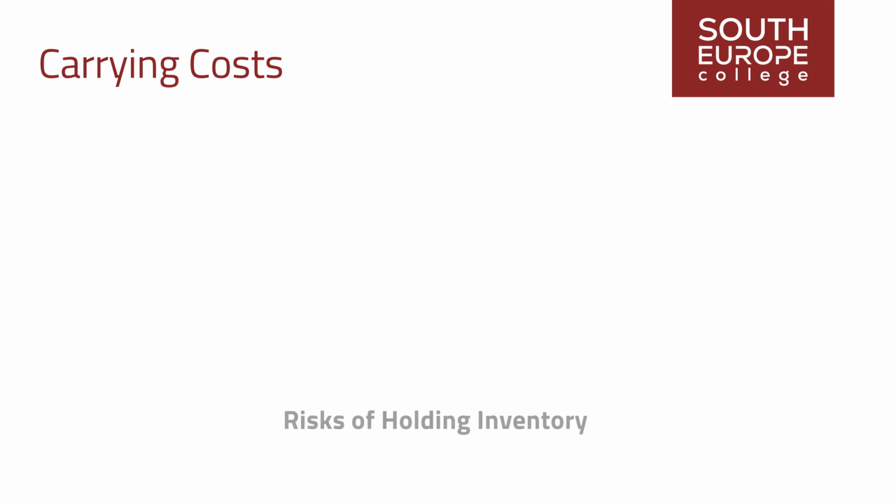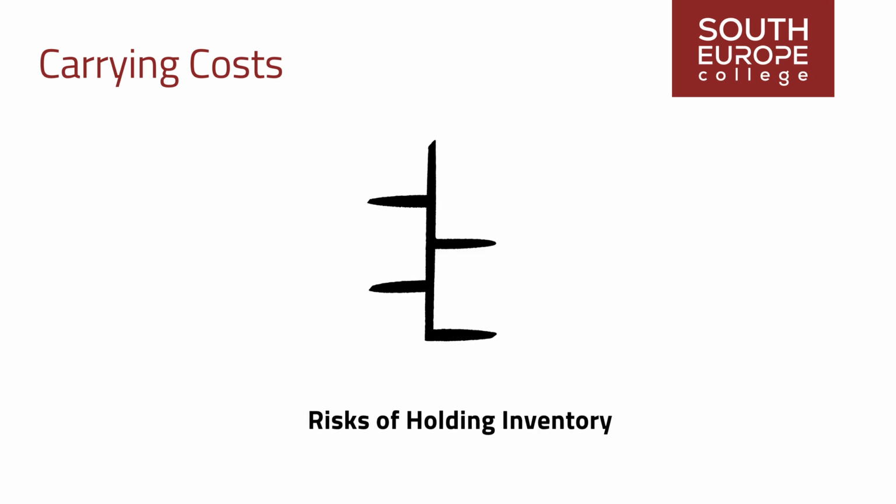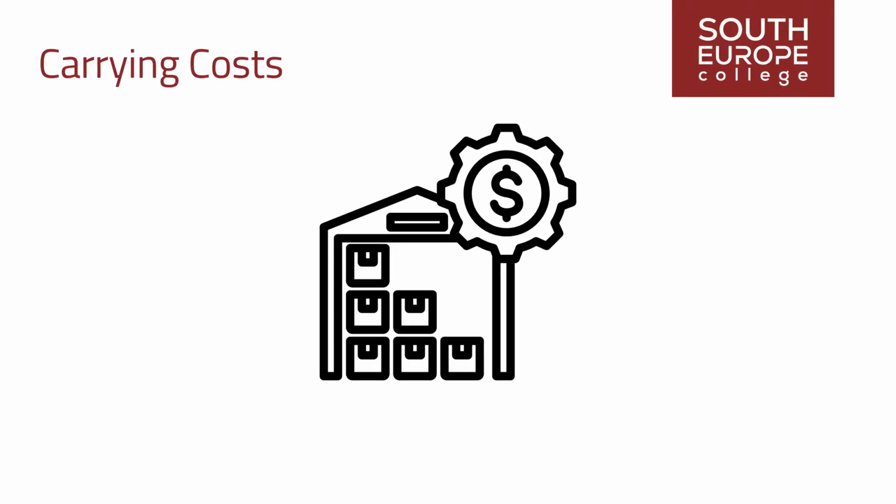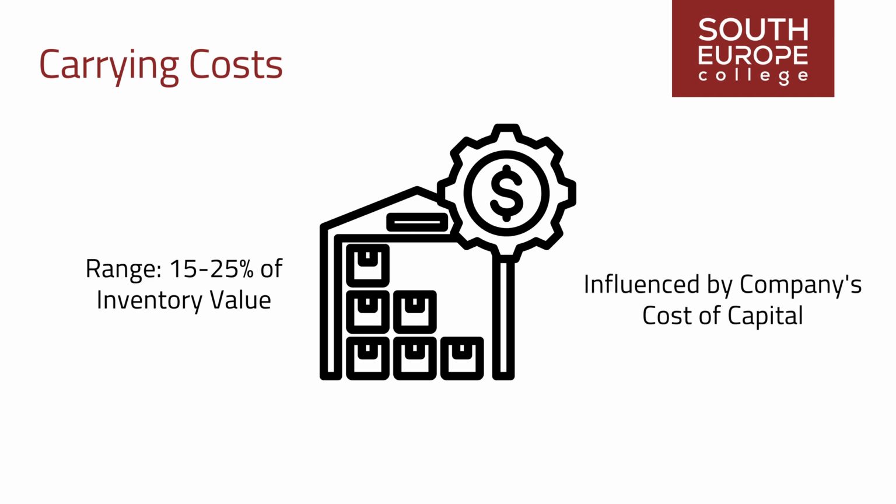Additionally, holding inventory introduces risks such as theft, damage, spoilage, and obsolescence. In dynamic industries like technology, obsolescence poses a significant threat, with inventory losing functionality due to rapid technological advancements. The financial risk of extended inventory holding is particularly evident, with obsolescence becoming a critical concern. In various industries, inventory costs typically range between 15 to 25% of the inventory value, influenced by the company's cost of capital.